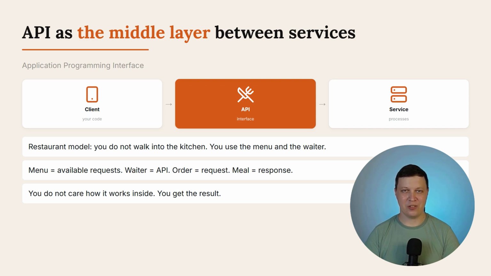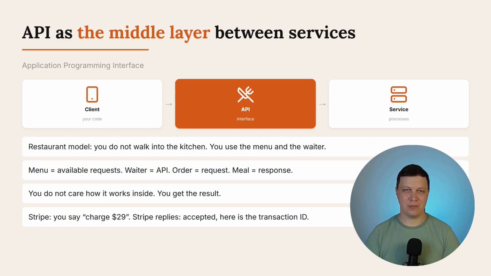Concrete example, your SaaS accepts payments. You don't process cards yourself. That's complex, expensive, and requires certification. Instead, you call Stripe through the API. Charge $29 from this card. Stripe responds, accepted. Here's the transaction ID. How Stripe works internally? Not your concern. You just accept payments. That's how all integrations in any SaaS work. Emails, one service. Notifications, another service. Your mobile app gets its data through the API too.